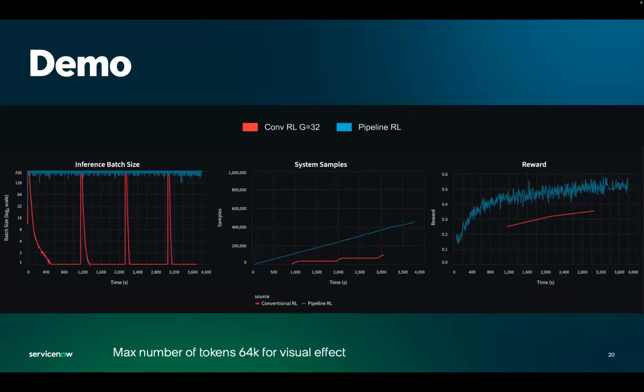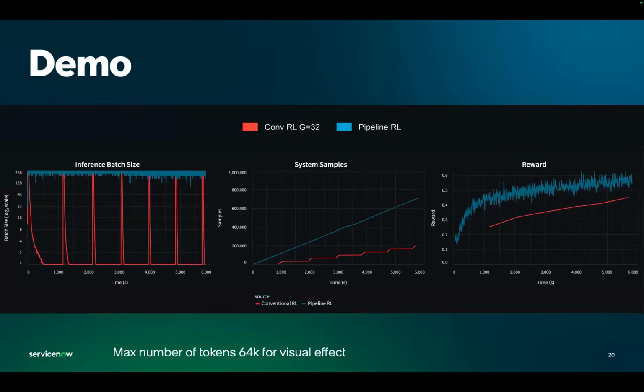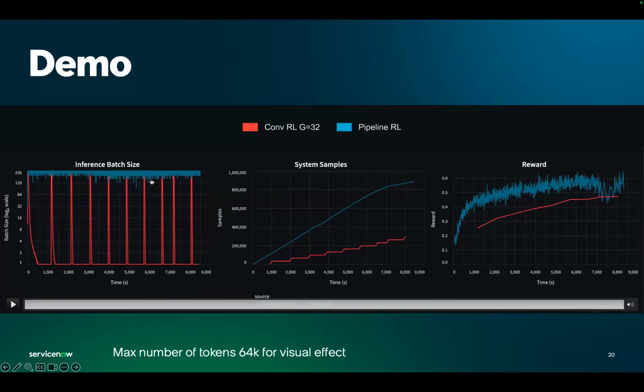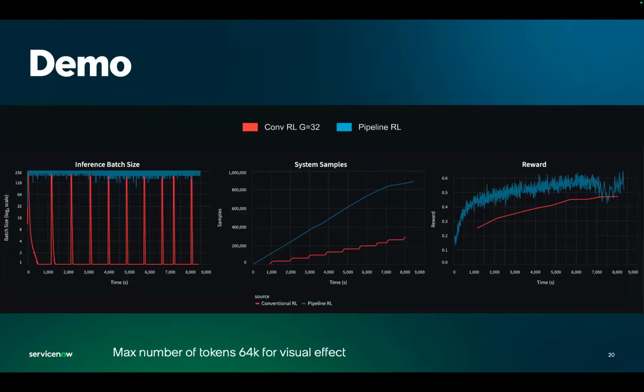So you can see the same thing happens over and over again for every RL step, conventional RL going up and down. And here I let it run for 8,000 seconds. You can see the samples that went through PipelineRL are about 3 times the amount. It learned much faster, and now conventional RL was starting to catch up. So conventional RL, a very good algorithm, is going to be able to achieve good performance, but it's much slower.